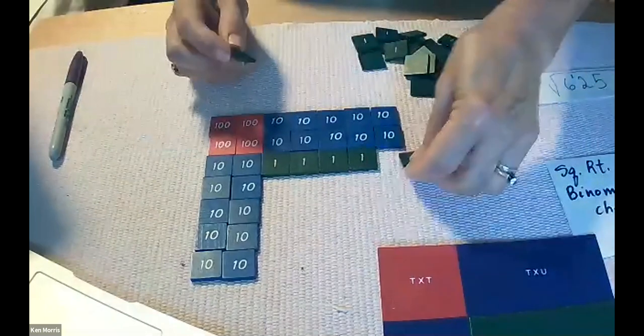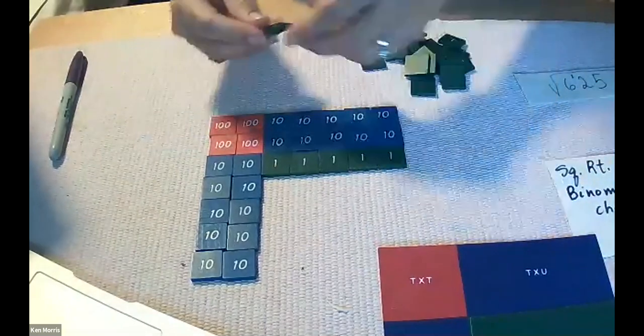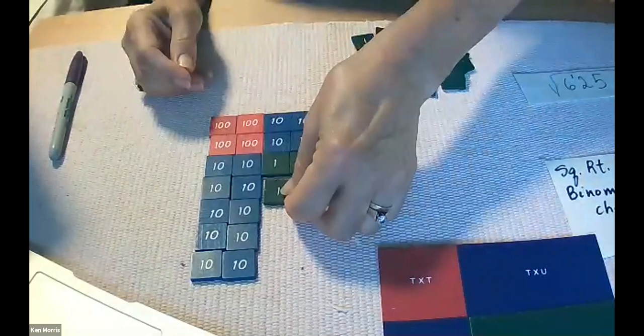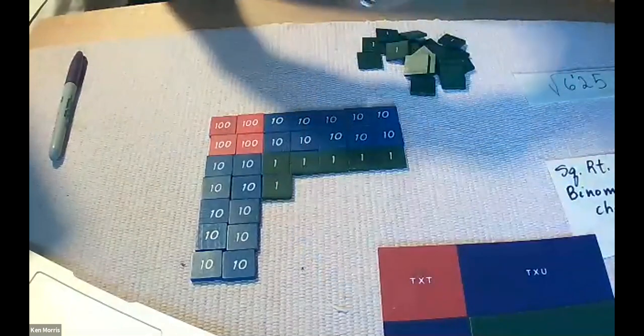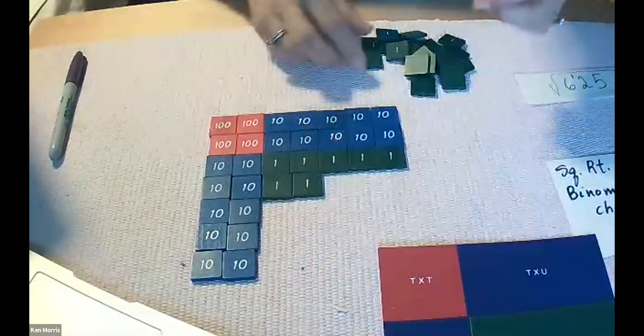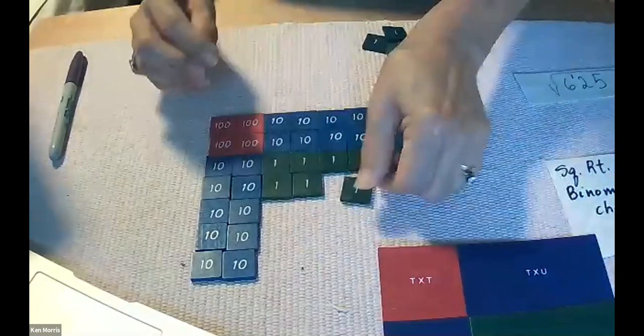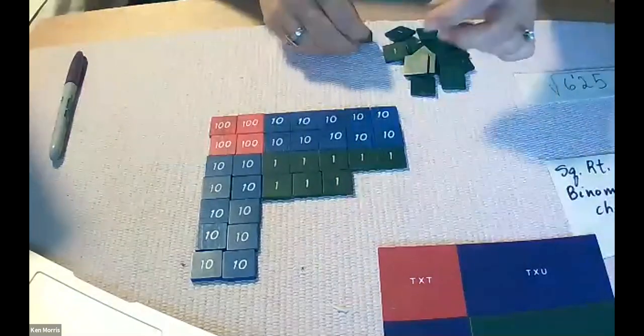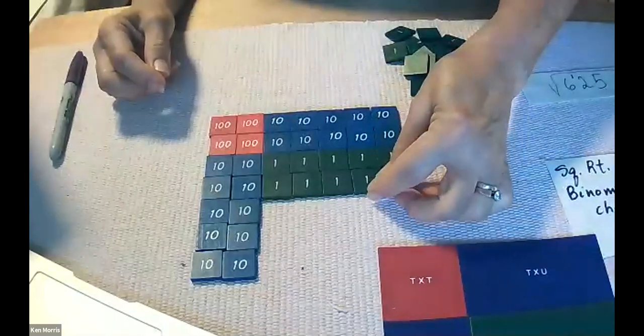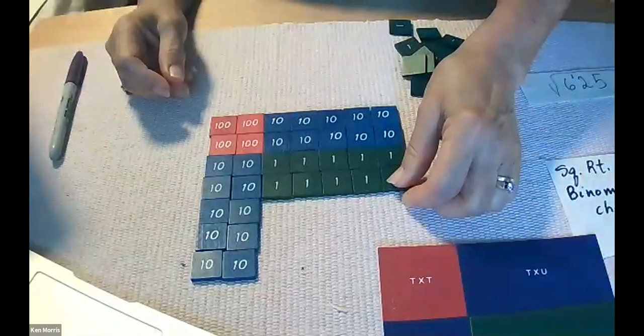Okay. And of course, this will be, it looks like a 5 by 5 square. So I should hopefully have 25 units to complete my square.